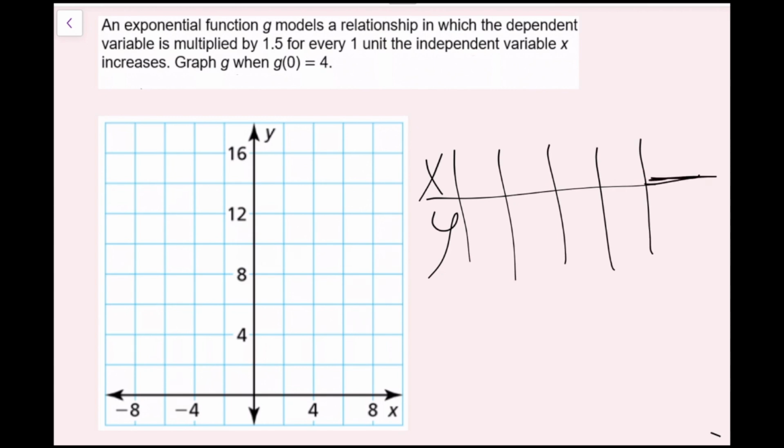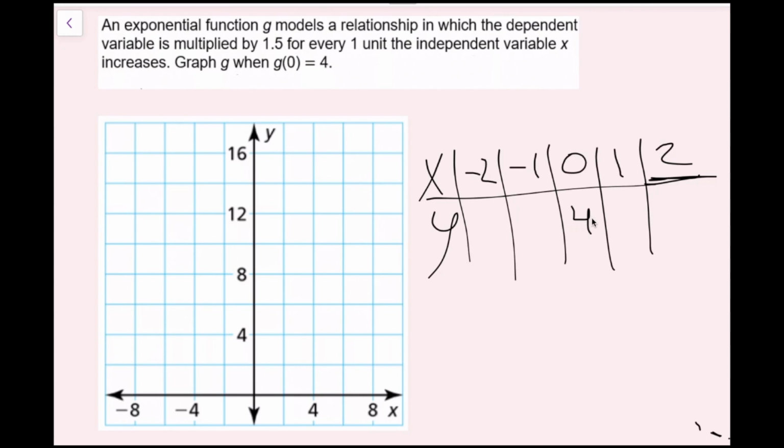All right, so I like to have 0 in the middle for my table, so I'm going to put 0 in the middle, but I know g of 0 is going to equal 4 in this case. So I'm going to have 0 and 4. Okay. Now, what this is saying is every time I increase the independent variable, which is x, by 1 unit, okay, so increase means adding 1, I'm also going to subtract 1 here. Okay. Every time I add 1 to x, I'm multiplying y, or my output, by 1.5.